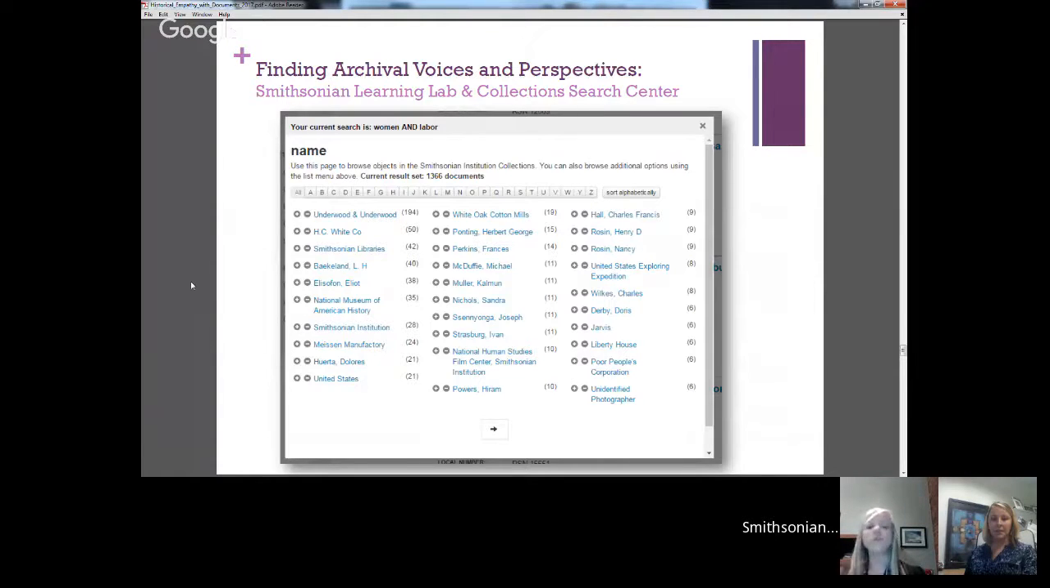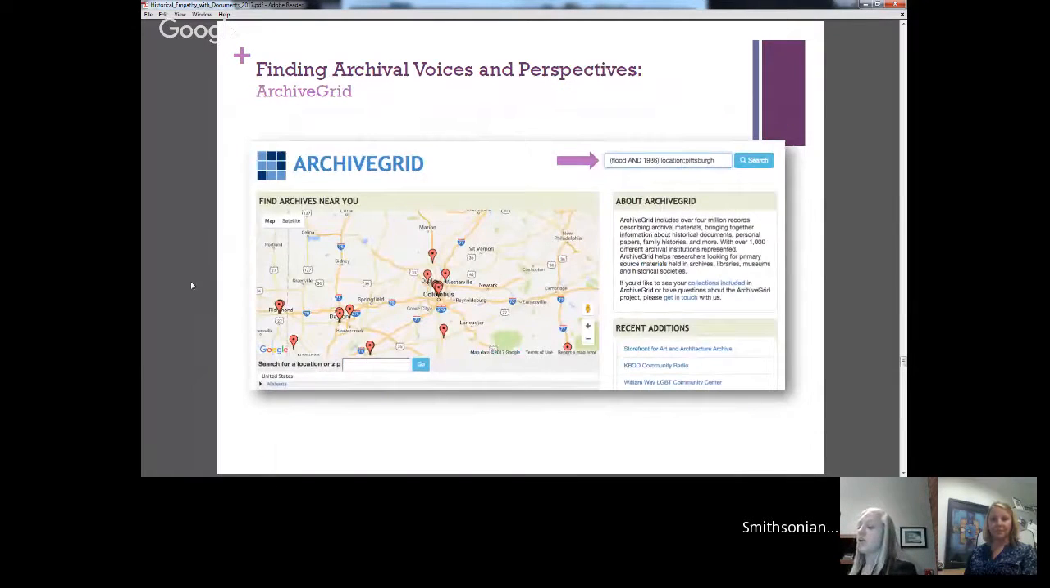And then, if you do find primary sources within the Smithsonian Collection Search Center, then you can find them within the Learning Lab and add them to your collections. So that's just a vantage point from which to navigate, and I would say embrace the power of browsing as well.